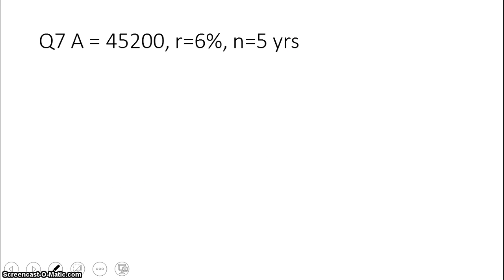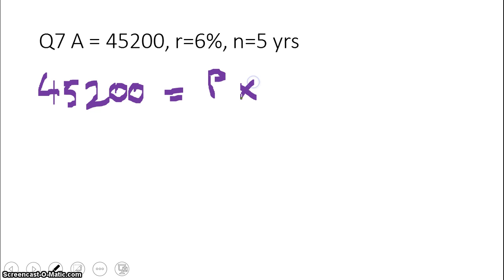In question 7, we're actually given the final amount and asked to find the principal, so the initial amount. So we've got 45,200 equals P times 1.06, 100% plus our 6%, to the power of 5.